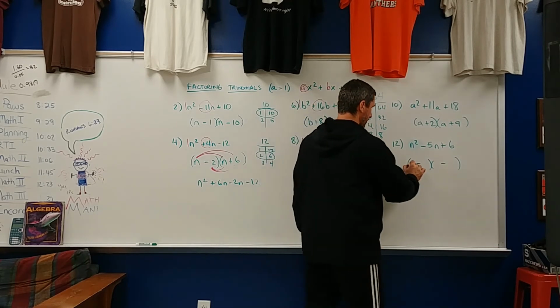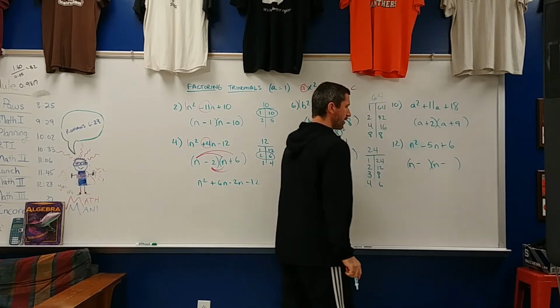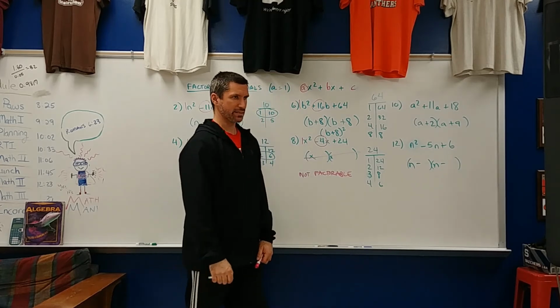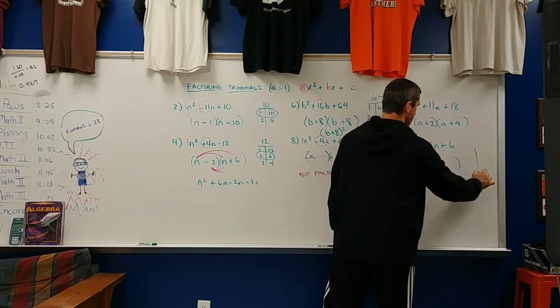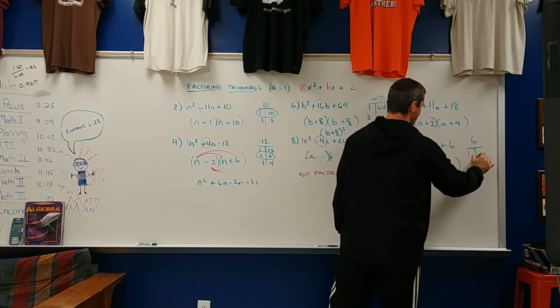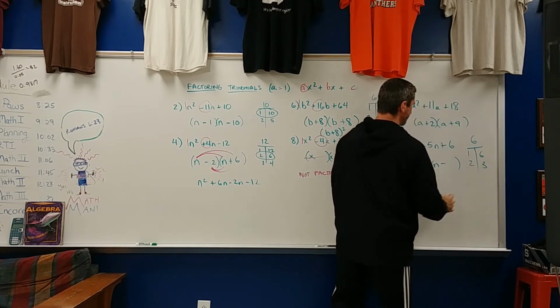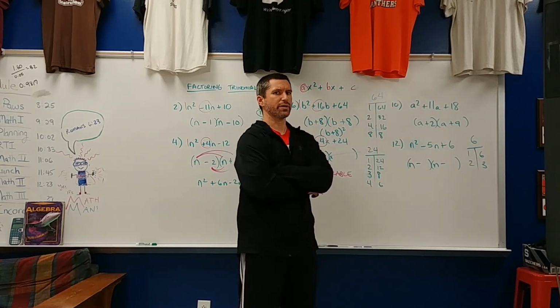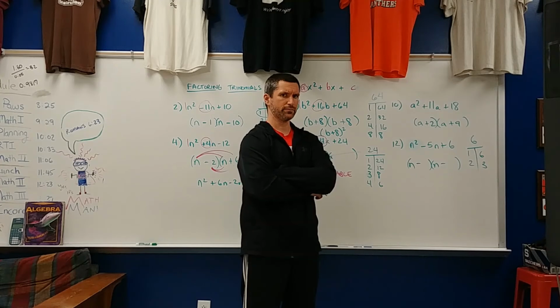Okay. N squared is n times n. Two numbers that multiply to 6 and add to -5. You're limited on your choices here. You could go 1 and 6, or you could go 2 and 3. Make your decision right now. I'll wait. Have you made it?